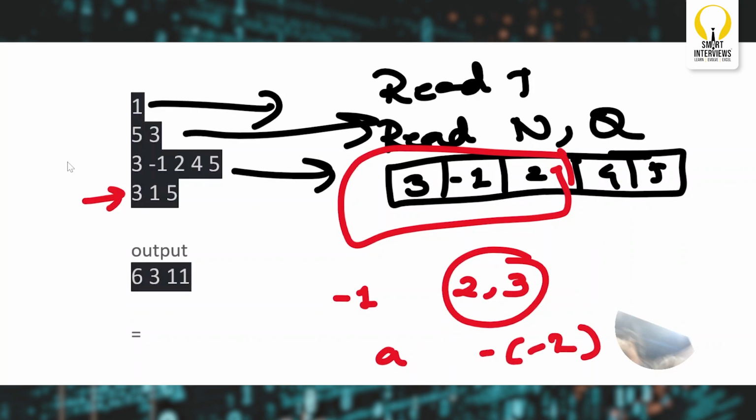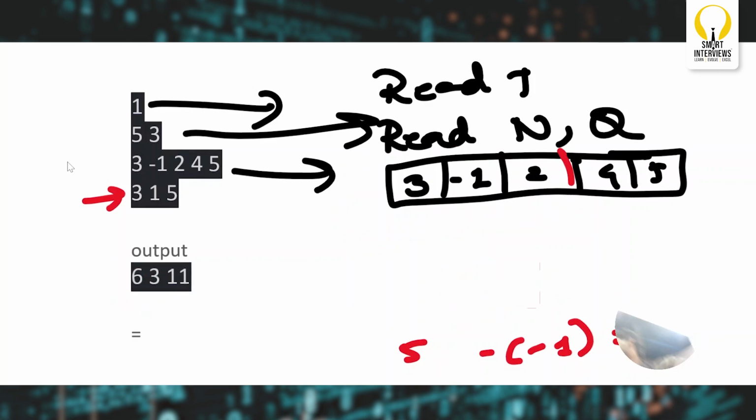If he says 3, for the first three elements, what will be the answer? He's saying 6 as the answer for the first three elements. So for every query in here, you have to print some answer. For 3 it is 6, for 1 it is 3, for 5 it is 11. Now how are we getting this?